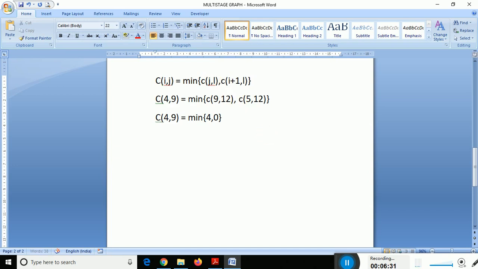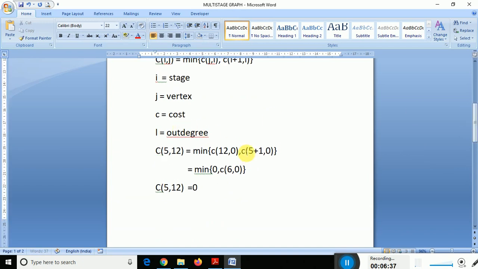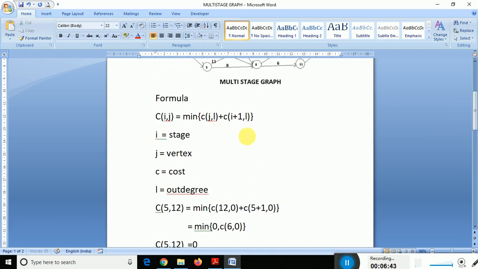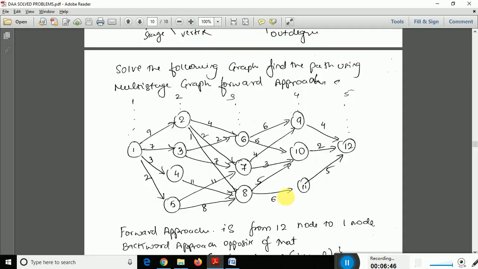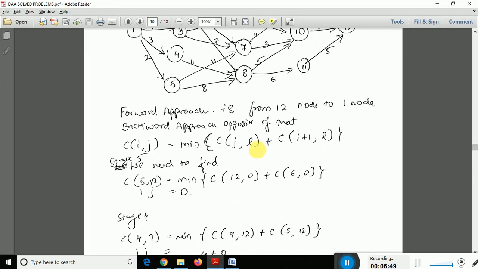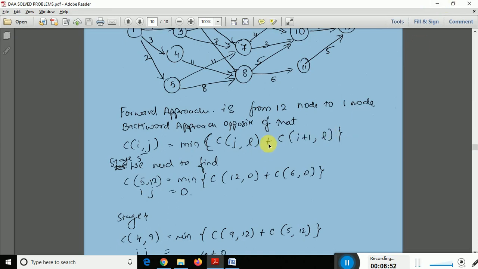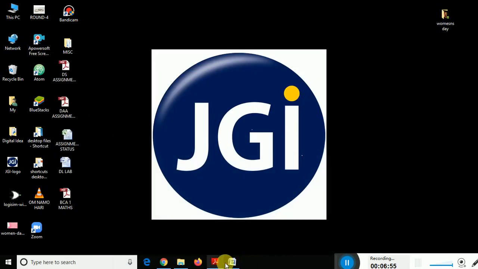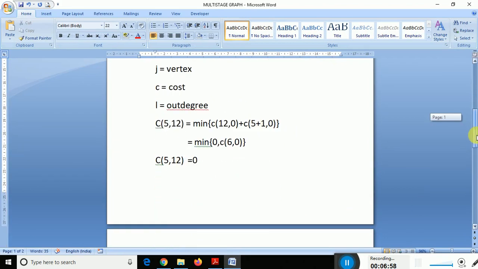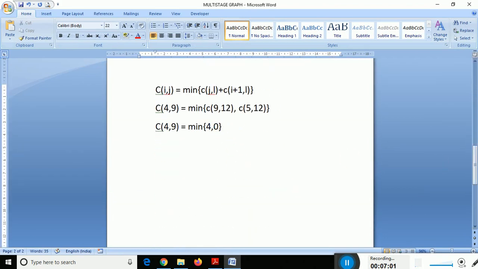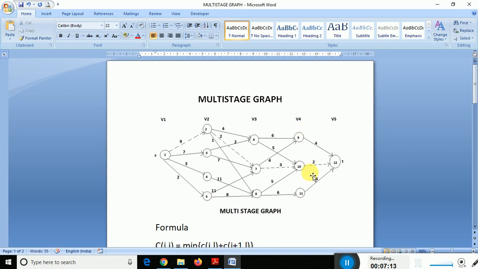Sorry, here you have to make it plus in the formula. We made a mistake; the formula is like this. We had just written a comma here. Now 4 plus 0, the answer is what? 4 only. So at the end we get the answer as 4. So 4 comma 9 we found. Next 4 comma 10.